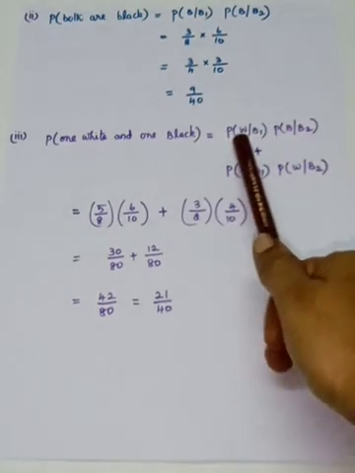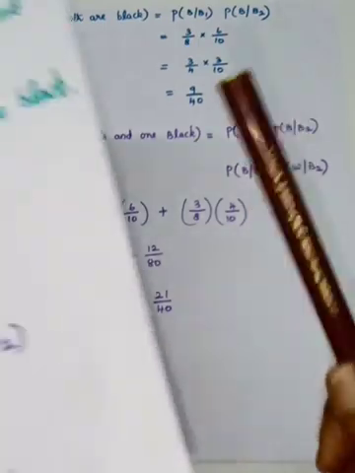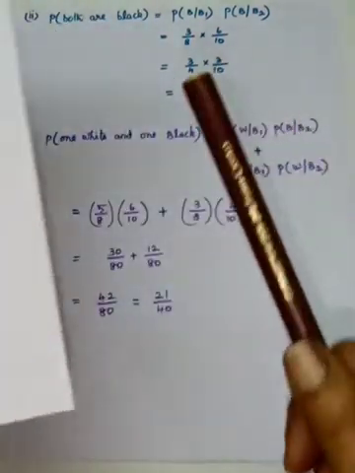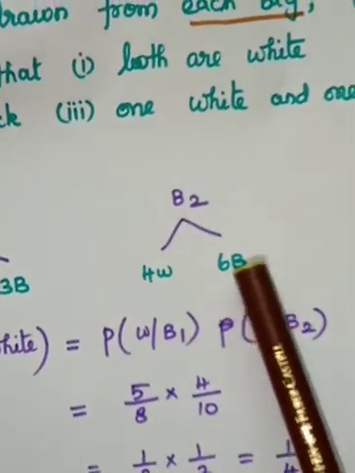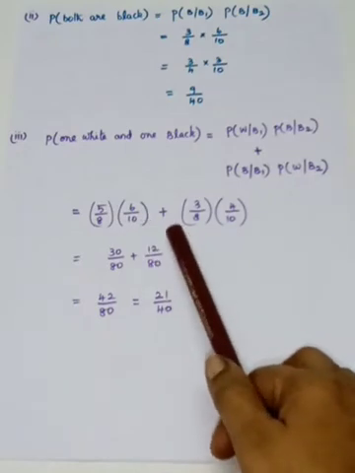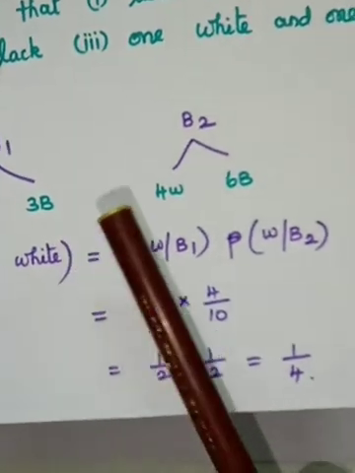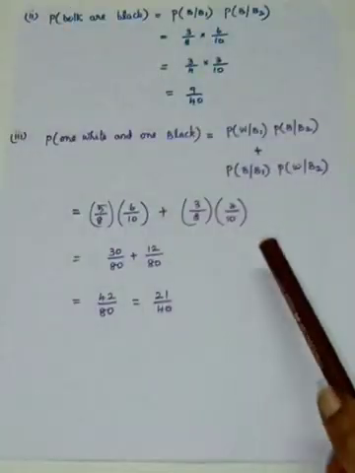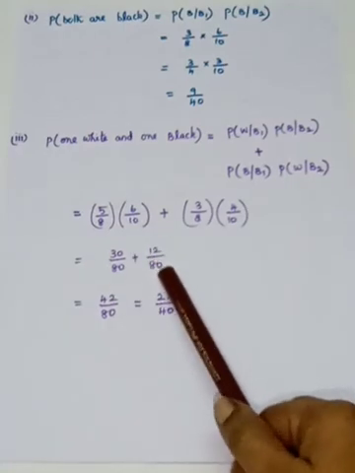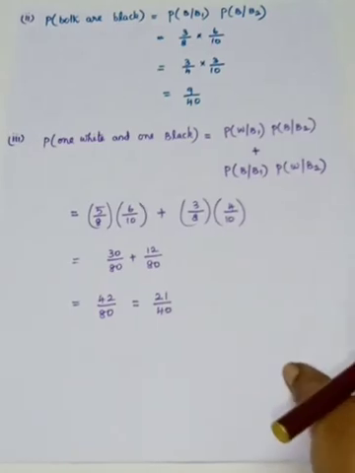So first one, from the bag 1 you are taking white ball. So it is 5 by totally 8, and black balls, what is it? 6 by 10. So 5 by 8 into 6 by 10 plus. So in the first bag we are taking black balls means it is 3 by 8. Here white balls means it is 4 by 10. Okay, so therefore 30 by 80 plus 12 by 80. So if you add, it is 42 by 80. If you cancel, it is 21 by 40.